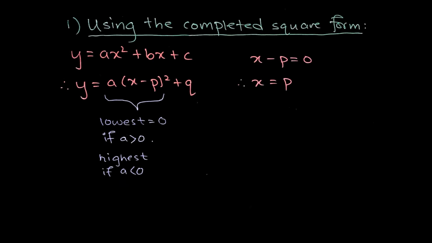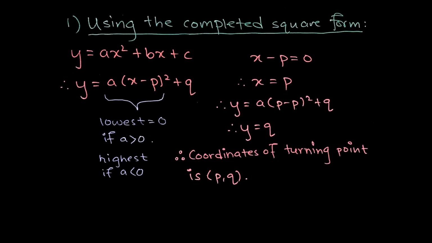So we will equate the part inside the bracket to 0. In the quadratic equation y = a(x − p)² + q, x − p = 0. Therefore, x = p. Now we will put the value of x in the equation, which will give us y = q. So the turning point of the curve will have the coordinates (p, q). From here, we can deduce that for any equation in the form y = a(x − p)² + q, the turning point is (p, q).